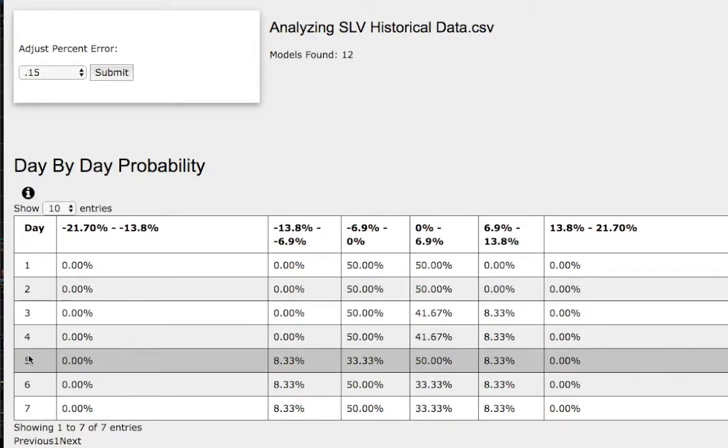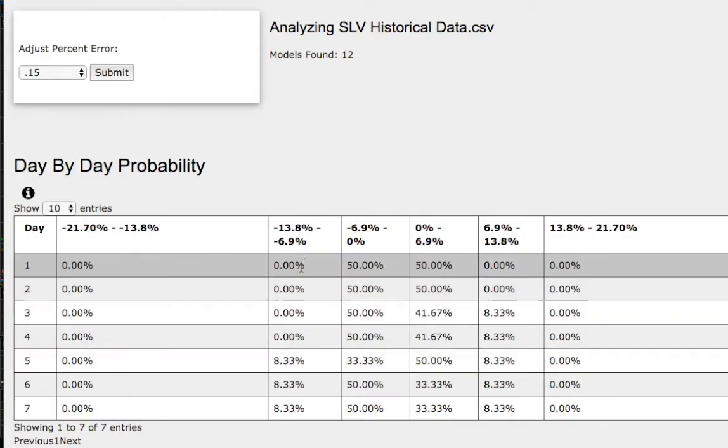As we progress to the 5th day or week of trading, we have a 50% chance for silver to climb between 0 to 7%, and on the extreme case to the upside, an 8% chance to climb between 7% to 14%. On the other hand, to the downside, we have a 33% chance for it to fall between 0 to negative 7%. And for the extreme case to the downside, an 8% chance to fall between negative 7% to negative 14%.